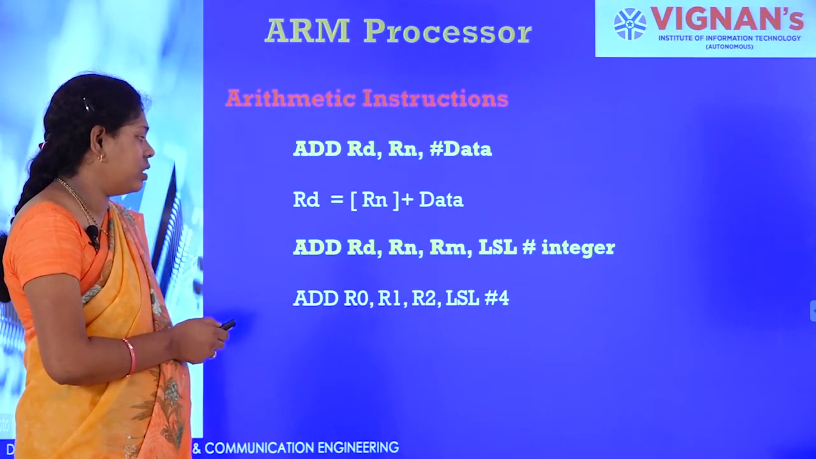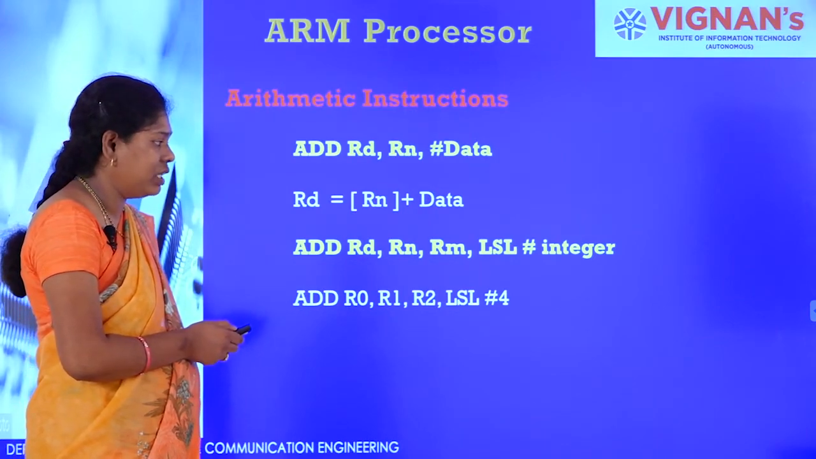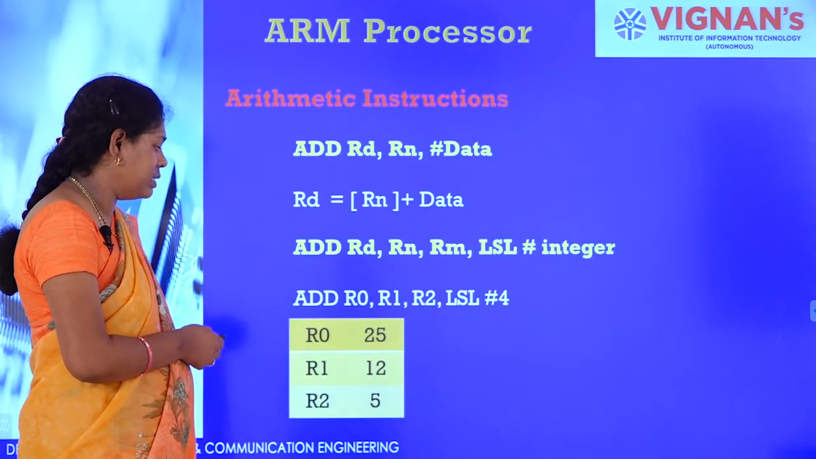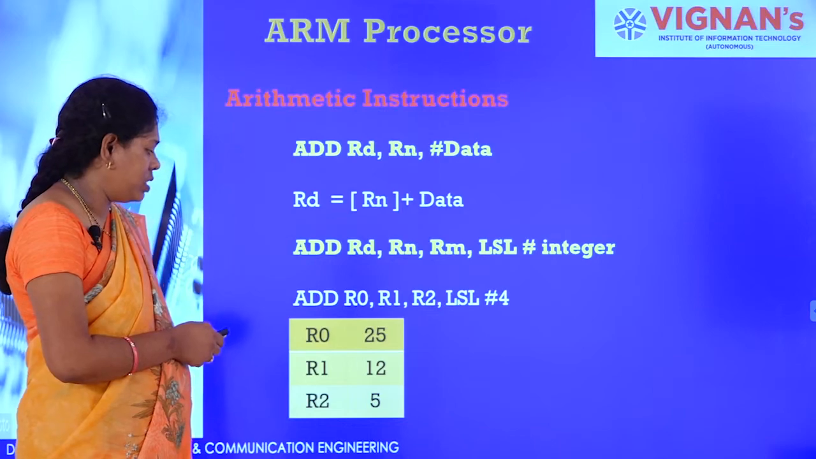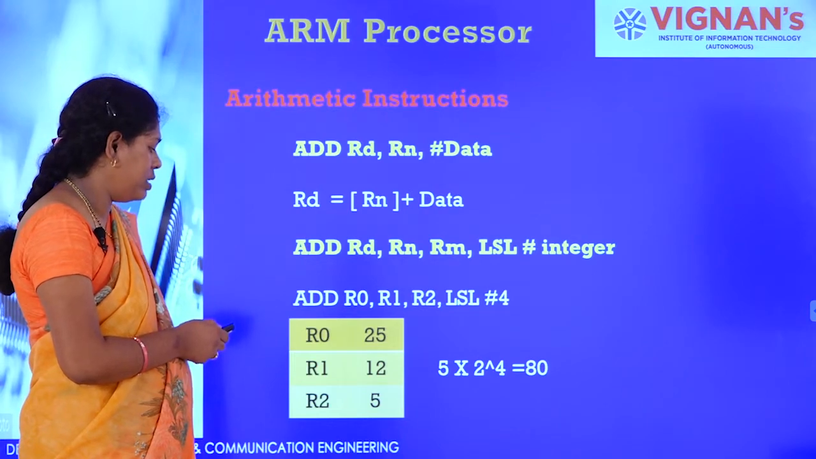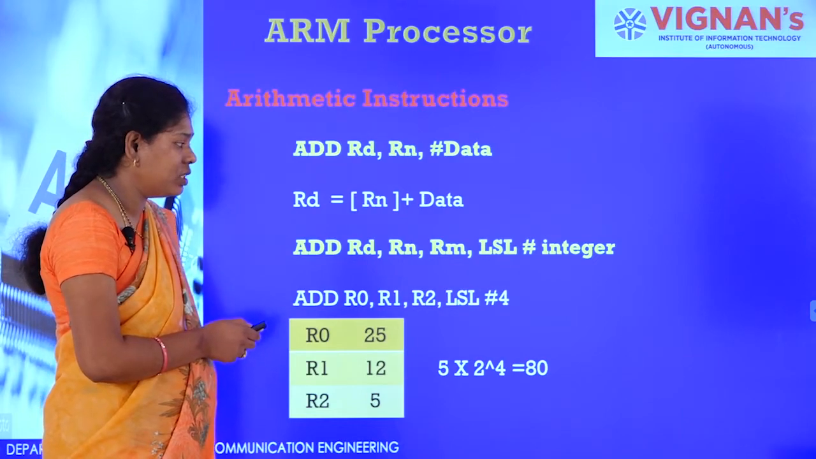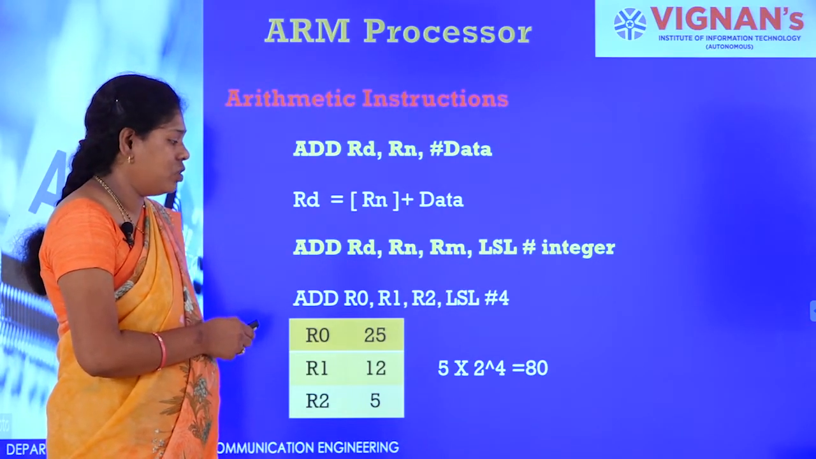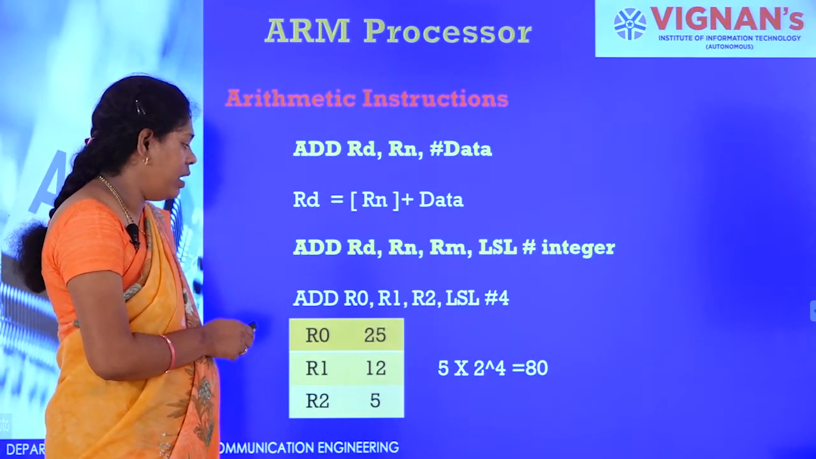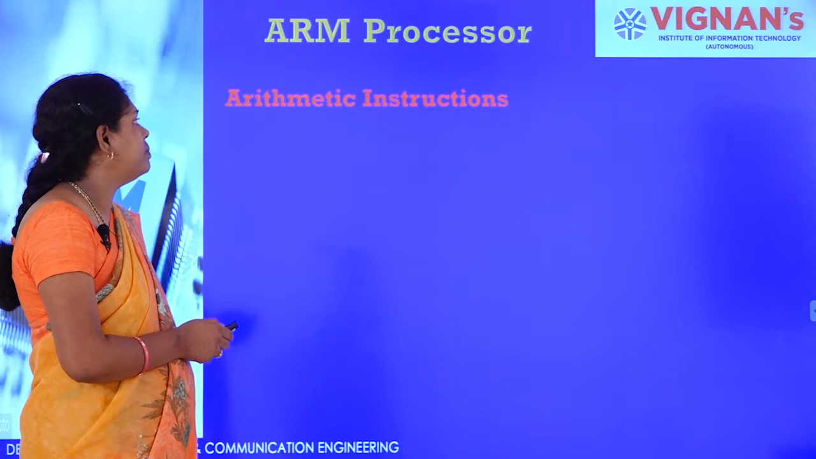Okay, ADD R0, R1, R2, LSL hash 4. How many bits to shift? 4, that is 2 power 4, so 16 has to be multiplied with R2. Let us see an example: R0 is 25, R1 is 12 and R2 is 5. Okay, the data in R2 is 5, it should be multiplied with 2 power 4 as the shift operation is 4 bits. So it will be 80, and 80 will be added to the content of R1, that is 12, and 92 will be copied to R0. Okay.